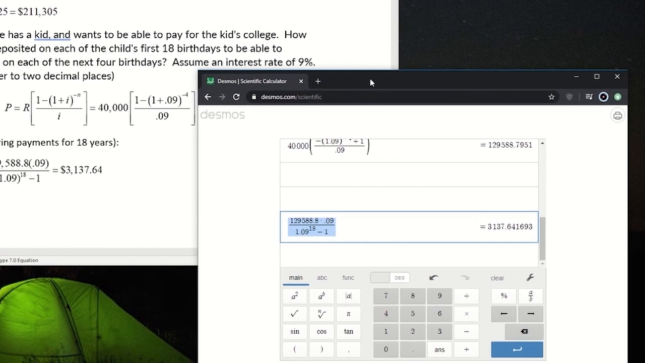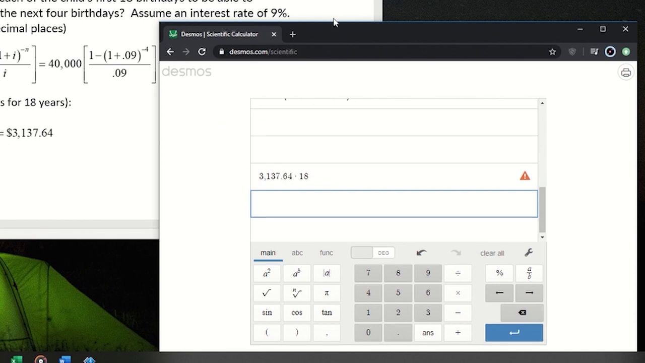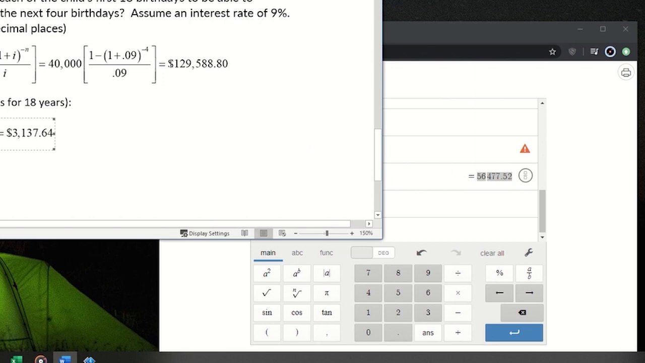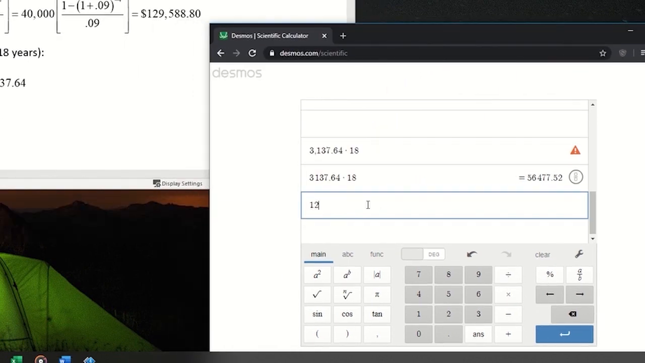Look at, first of all, 3,137.64 times 18 is something that I can't get. Hold on, no comments here. Desmos doesn't like it. Look, $56,000, right? Now look at how awesome this is. This is amazing. $56,000, right? Look at all the money that we gained on interest. What is that amount? 129,000?